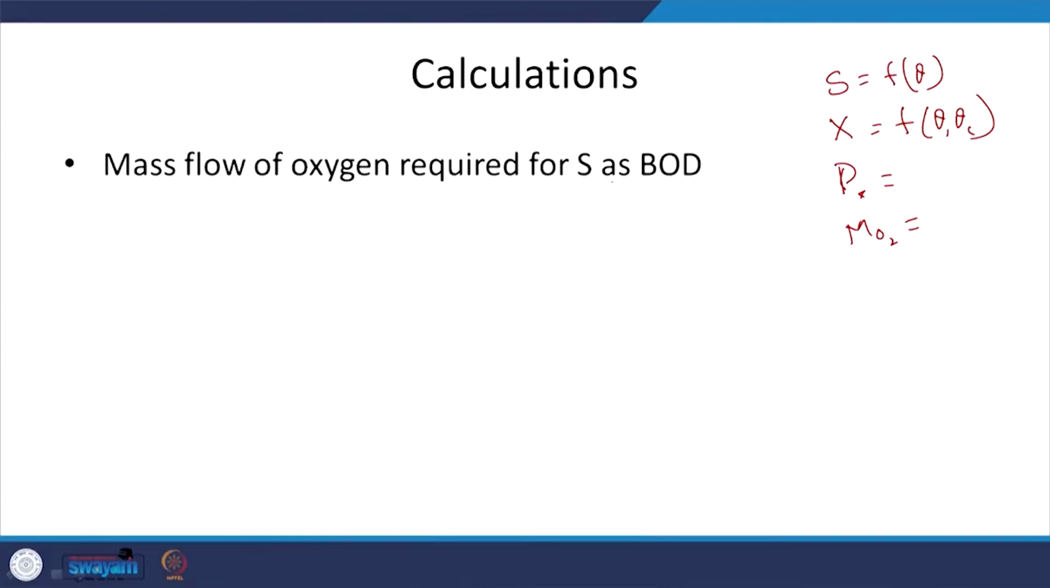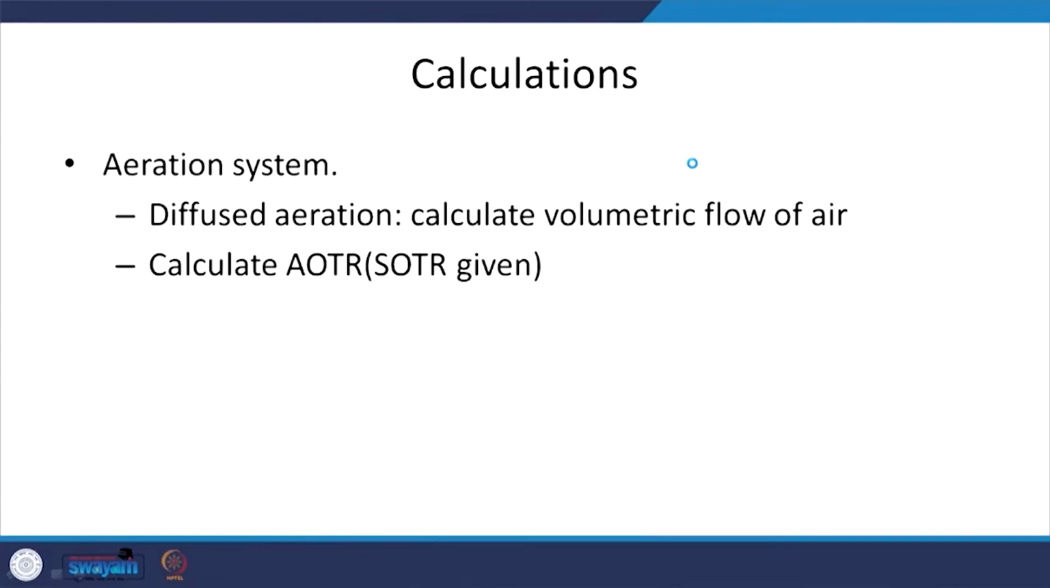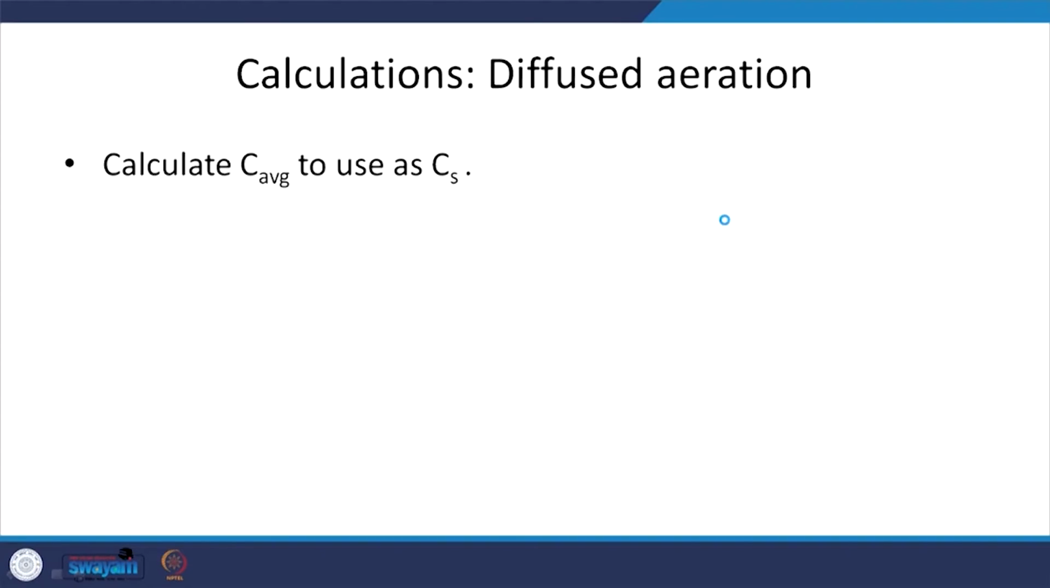So then you will be able to calculate the mass flow of oxygen required for S as BOD. We look at the oxygen requirements. So actual oxygen transfer rate, right? Volumetric flow of air, we already know how to do that. In that AOTE or AOTR, you know that you need to calculate C average, right, based on the pressure at that particular depth, the atmospheric pressure, and the oxygen leaving the system, right.